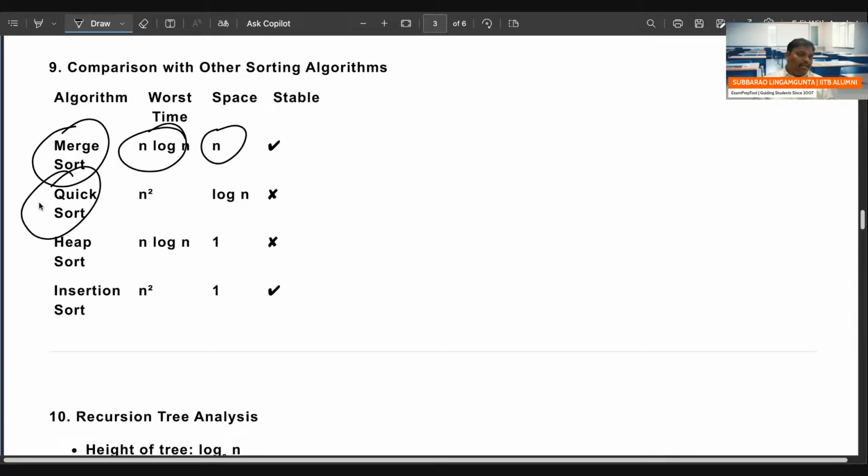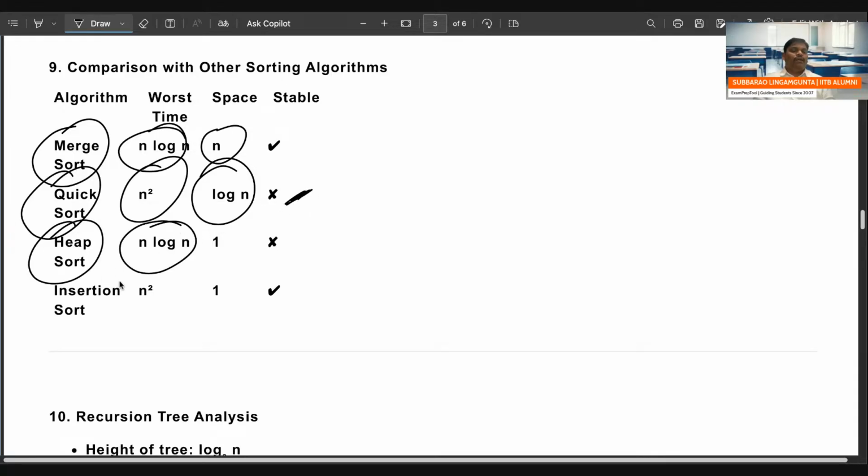Yes. Quicksort algorithm, worst case n square. Space is only log n. Is it stable? No. Quicksort is not stable. If you see the heap sort, time complexity n log n. Space complexity, if you observe, within the array you are doing. There is no recursion, nothing. Within the array only you are adjusting everything. Space is one. Is it stable? Repeated elements order will change. That is the reason it is not stable.